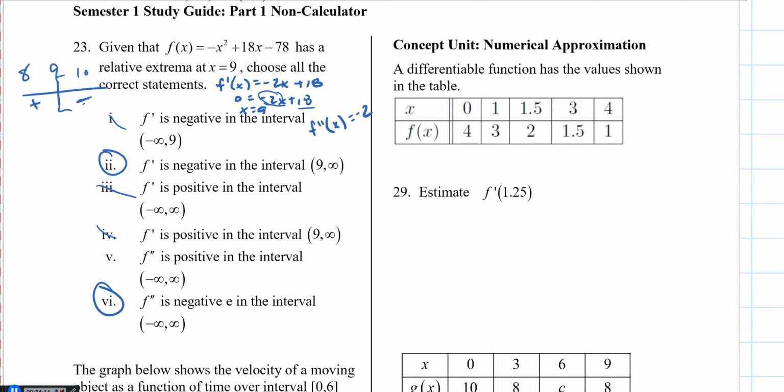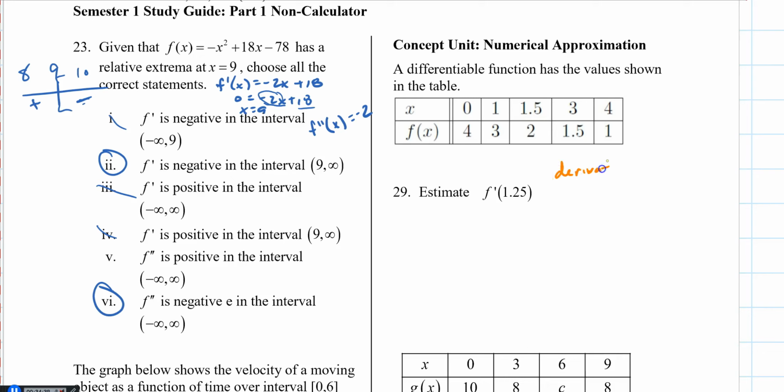Alright, and then number 29, a differentiable function has the values shown in the table. So we have x is 0, 1, 1.5, 3, and 4. F of x is 4, 3, 2, 1.5, and 1. Estimate f prime of 1.5. So remember, f prime, derivative.